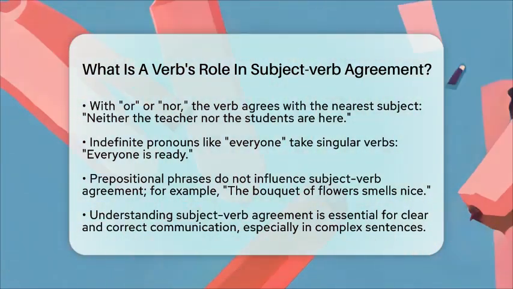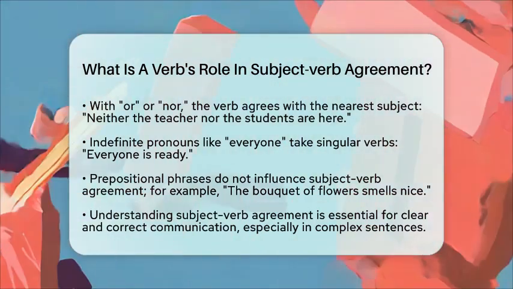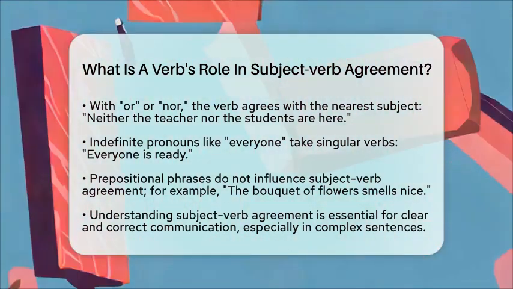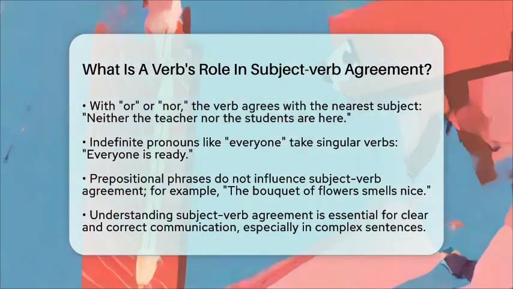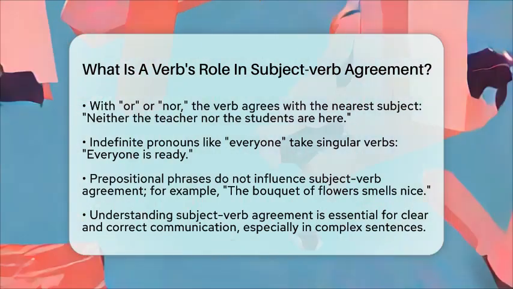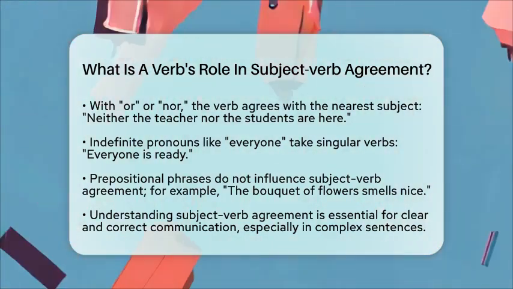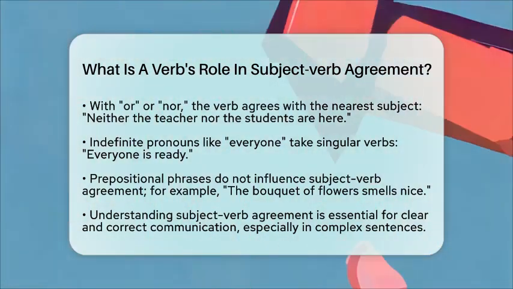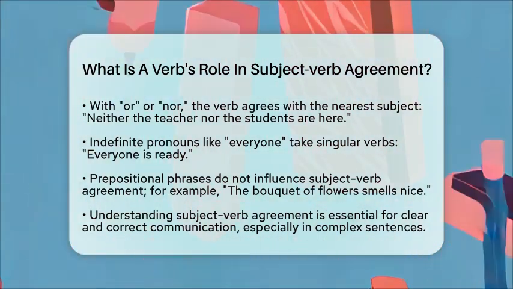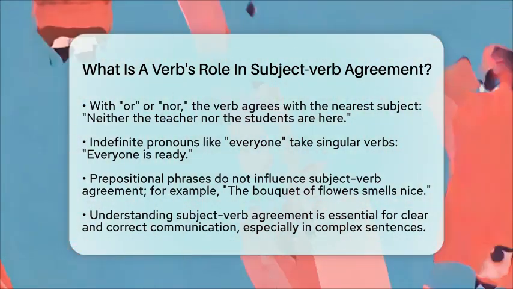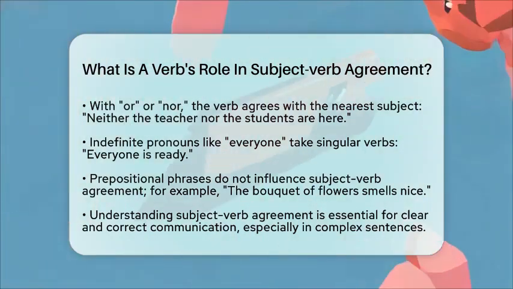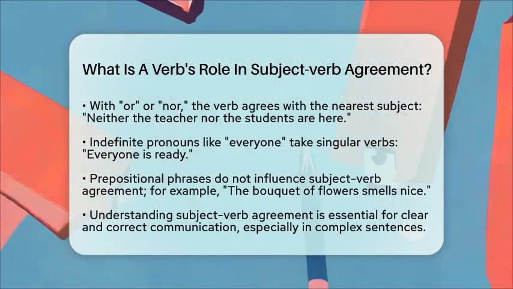Understanding a verb's role in subject-verb agreement helps you create sentences that are grammatically correct and easy to understand. This is especially important in longer sentences where the subject might be separated from the verb by other phrases. In essence, the verb must align with the subject's number and person to keep the sentence clear and correct. By mastering this rule, you can improve your writing and speaking skills, making your communication more effective.